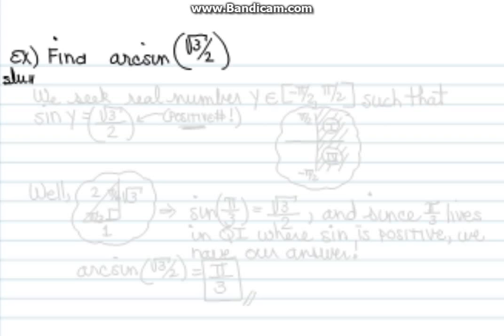Find the arc sine of the square root of 3 over 2. The arc sine is the same as the sine inverse, the inverse function of the sine. Okay, so let's spell out exactly what it is that we're looking for. We seek a real number named y.